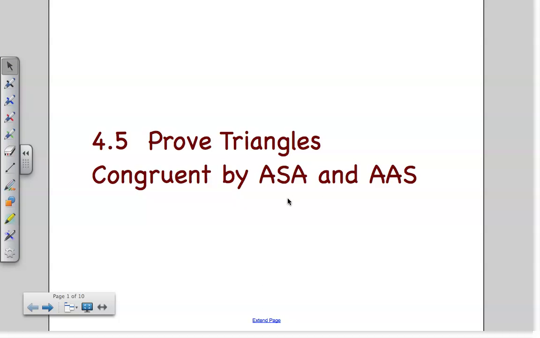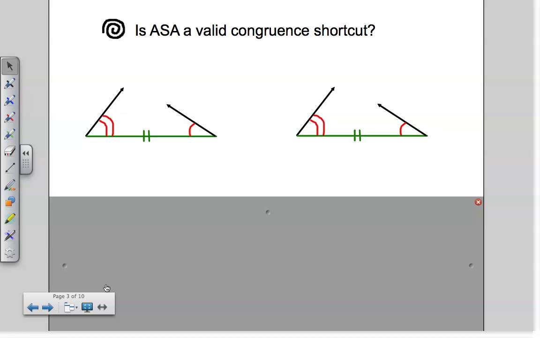In section 4.5, we're going to prove triangles congruent by angle, side, angle, and angle, angle, side. And these are the last two shortcuts that we're going to have for proving triangles congruent. So let's test this first one. Is angle, side, angle a valid congruent shortcut?